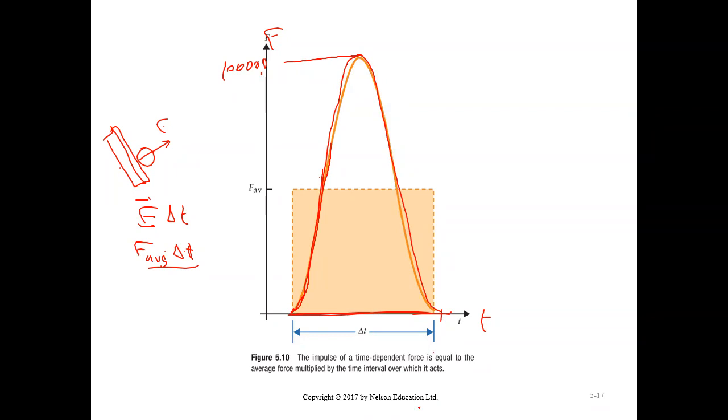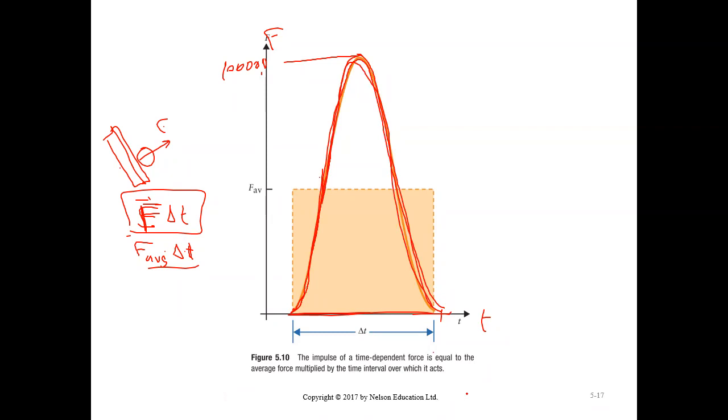So if someone asks you what is the impulse from this force, it is difficult to use this equation, because what are you going to substitute for F? It is not a single value. It is changing with time according to this red line. It starts at 0, comes to a big value, then dies down.